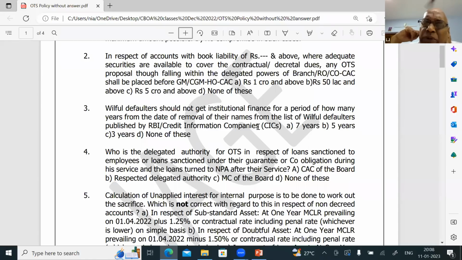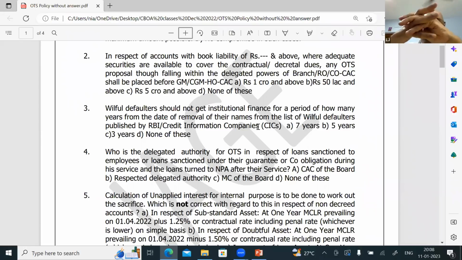Similarly, there is a concept called non-cooperative borrower. Who is a non-cooperative borrower? Same as before, he is not allowing you to enter into his premises, he is not allowing you to check his stock, etc. Even though everything is available, he is not willing to pay your loan.